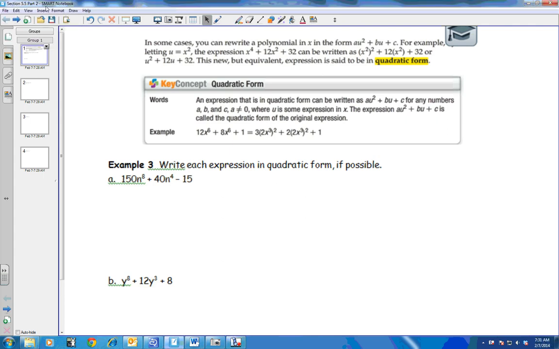This is the video for section 5.5 part 2, and you already have the notes for this. We're going to start, I know we haven't done examples 3 parts A and B yet, where we're supposed to write each expression in quadratic form. I'm going to skip this part for right now, and we're going to go over this in class on Monday after we go over the rest of this. So leave this blank for right now, and then we're going to come back to it.